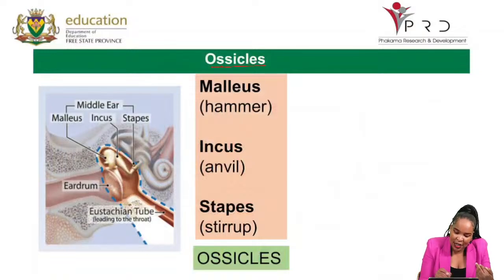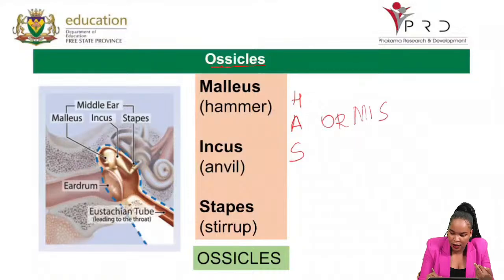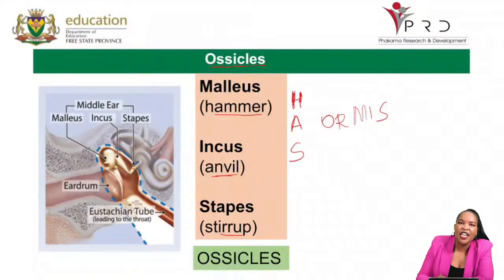They are called malleus, incus, and stapes, or you can call them the hammer, anvil, and stirrup. So the most common ones that we use are the first one, the malleus, which is the hammer, the anvil, the hammer, the anvil, and the stirrup. So those are the 3 ossicles.